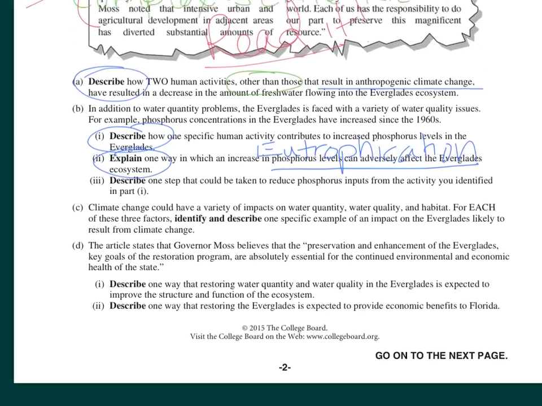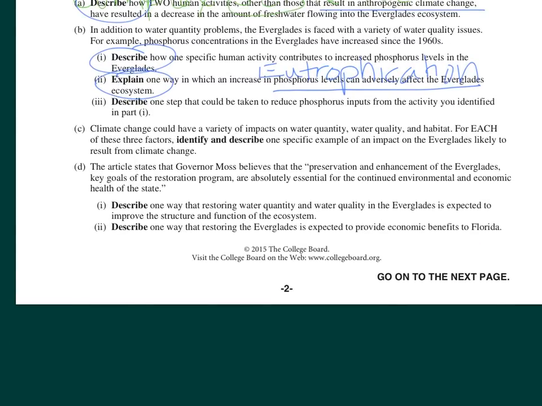The next item that I want you to see here is the word economic. So anytime that you are asked about something economic, and it happens every year on FRQs, make sure you mention money or jobs. Don't imply it. Actually write the words. So for example, this one, describe one way that restoring the Everglades is expected to provide economic benefits to Florida. And you write, fishermen can catch more fish.